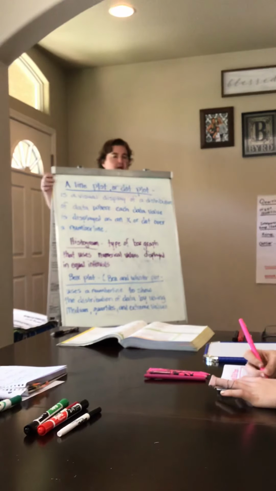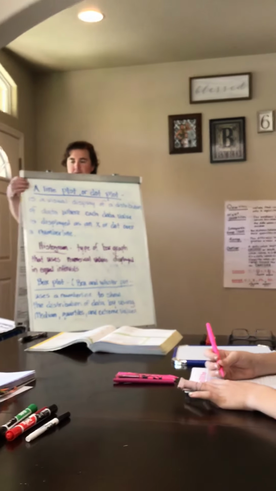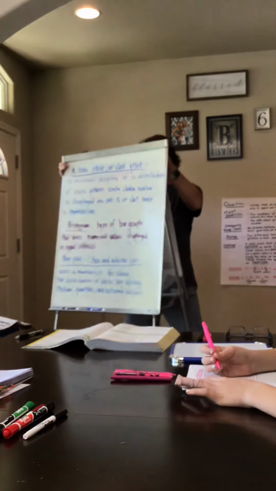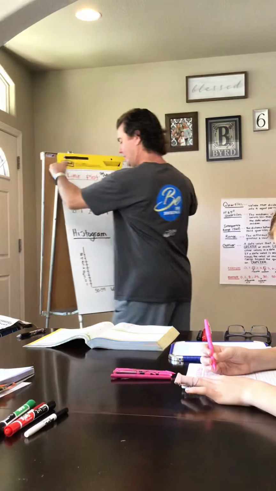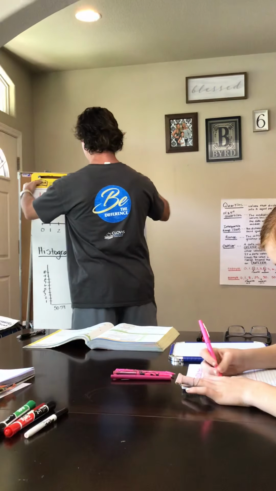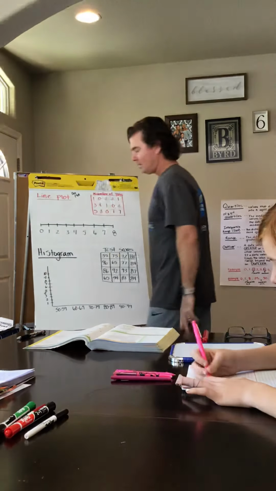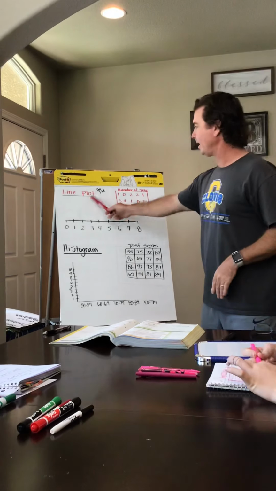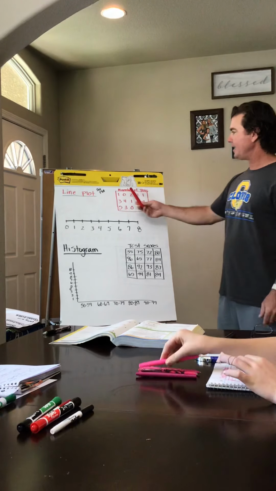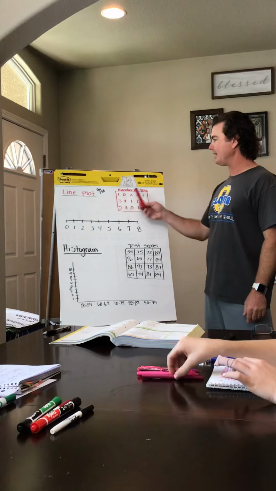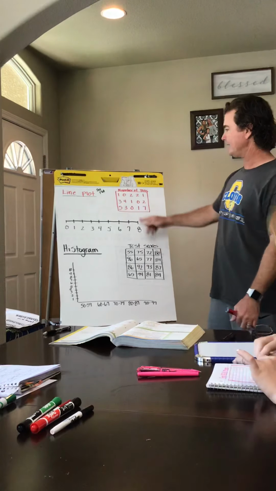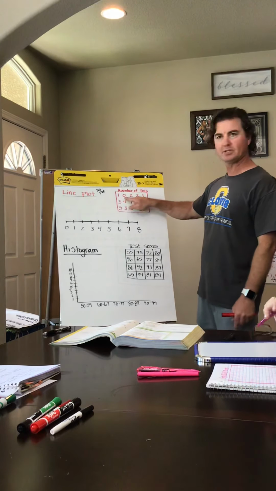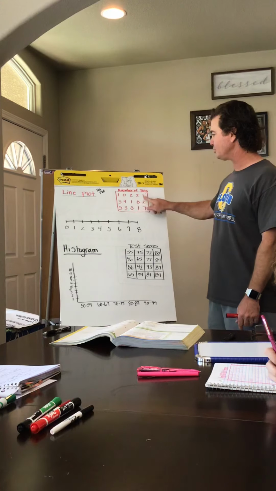So we're going to jump right into line plot here. I'm going to turn this around, and we're going to do a line or dot plot together. All right, so on this line plot or dot plot as we call it, here's my set of data. We had a number of pets. So this person has 1 pet, this person has 0 pets, 2 pets, 2 pets, 1 pet.